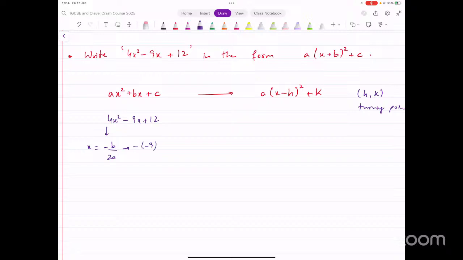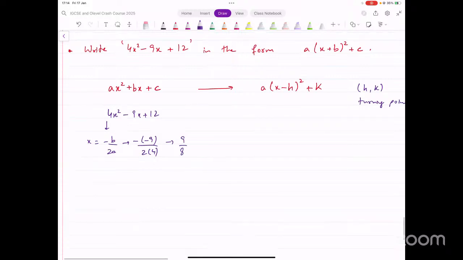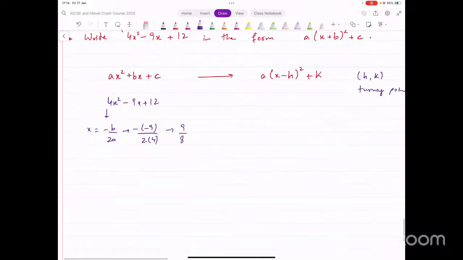Minus into minus 9 divided by 2 times 4. What's that? That is going to be 9 over 8. Okay, that's the x coordinate of the turning point. Find the corresponding y coordinate: 4 into 9 over 8 whole squared minus 9 into 9 over 8 plus 12.